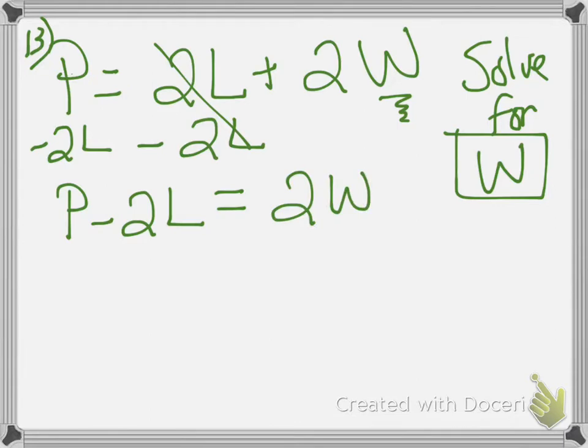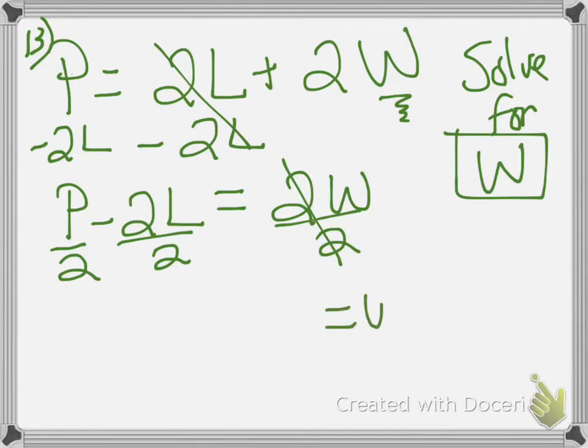Okay, getting closer. Only thing we have left here is the W and the 2. So I'm going to divide both sides by 2, so I can get that W by itself. Now remember, we deal with this with slope a lot. When we have to divide out to get the y by itself, all things on all sides are going to divide by that 2. So that's going to give us just W on this side.